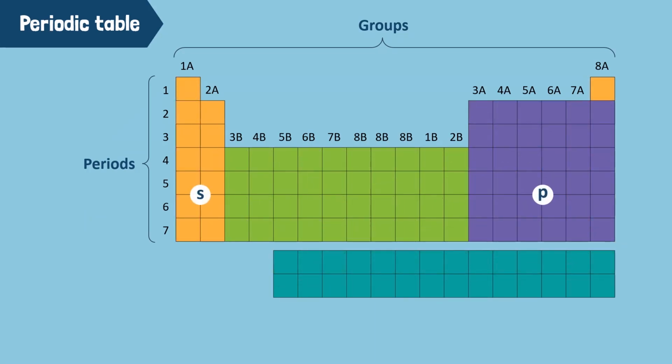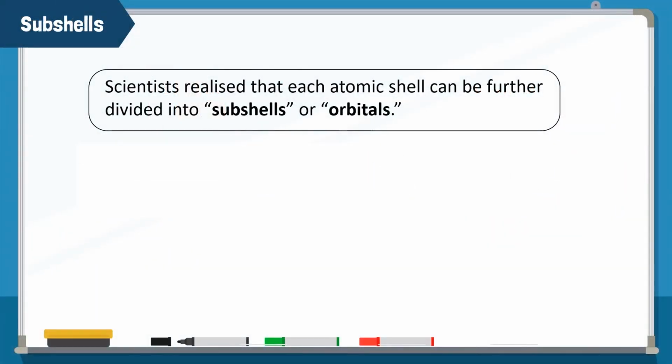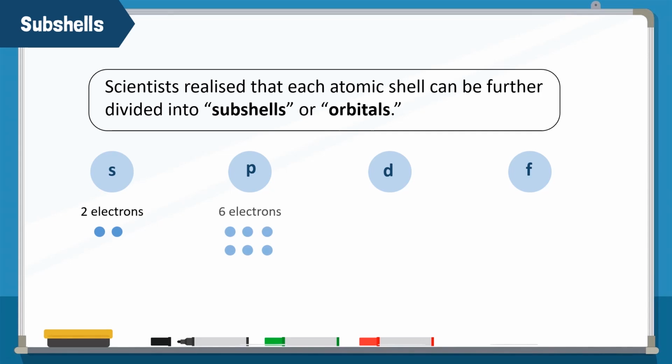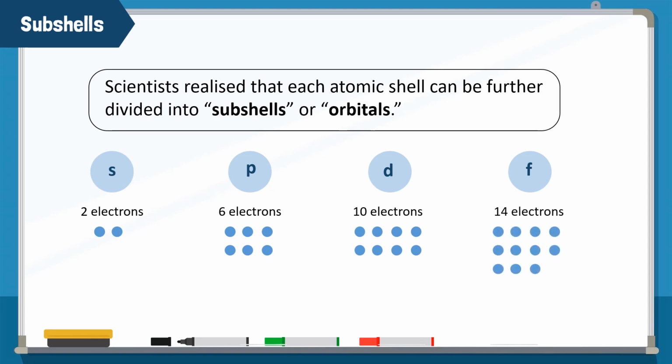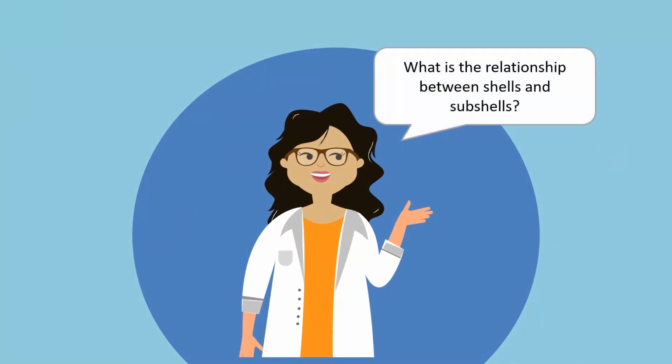However, scientists have further classified the elements into different blocks: S, P, D, and F. They realized that each atomic shell can be further divided into subshells or orbitals. There are 4 different types of subshells: S, P, D, and F. S subshells can only hold 2 electrons. P subshells can hold 6 electrons. D subshells can hold 10, and F subshells can hold 14 electrons at the most.